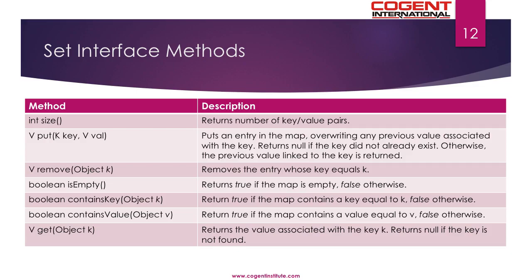Remove removes the entry whose key equals k. IsEmpty returns true if the map is empty, false otherwise. ContainsKey returns true if the map contains a key equal to k, false otherwise. ContainsValue returns true if the map contains a value equal to v, false otherwise. Get returns the value associated with the key k, and returns null if the key is not found.